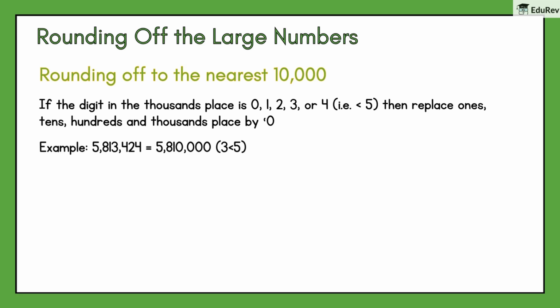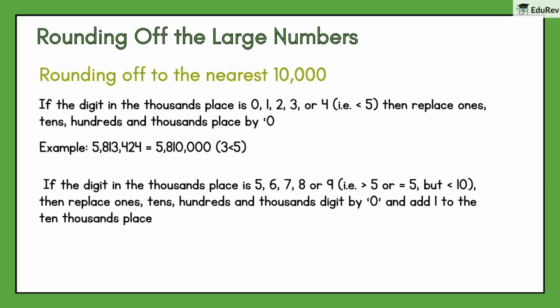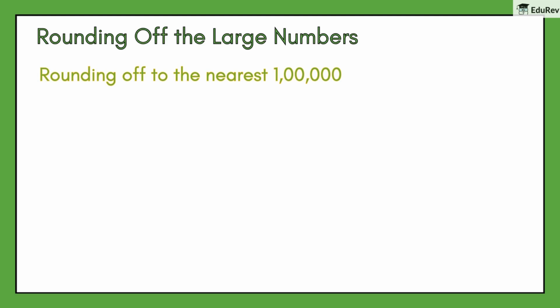However, if the digit in the thousands place is 5, 6, 7, 8 or 9, that is greater than or equal to 5, but less than 10, then replace ones, tens, hundreds and thousands digit by 0 and add 1 to the 10,000s place. For example, in the number 62,75,985, since the thousands place is 5, it rounds up to 62,80,000. Now, let's look at rounding off to the nearest 1 lakh.